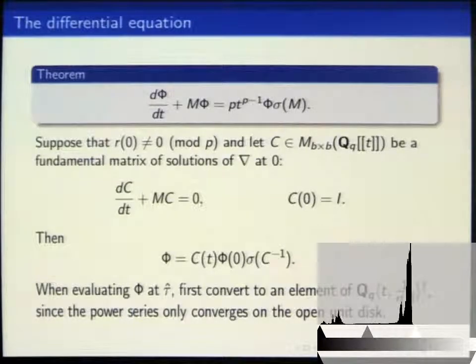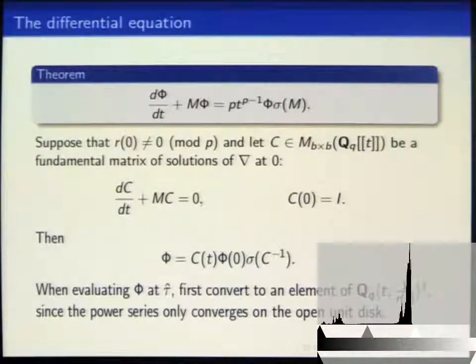For simplicity, we're going to assume that R of 0 is not 0 mod p, and we let C be a fundamental matrix of solutions of nabla at 0. So it's basically a fundamental system of horizontal sections. Then you can show, by substituting one into the other, that the solution is given by the expression there. You have to conjugate by C, but there's a sigma somewhere because it's a semi-linear map. This means just that with respect to some basis it's phi of 0, but you have to change back and forth to this basis in a semi-linear way. So this is very technical. Again, you can look it up in the paper if you're really interested.